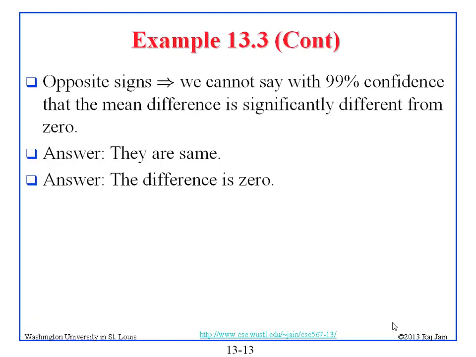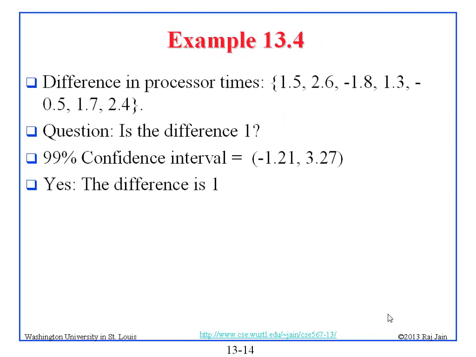So, opposite signs means that we cannot say with 99% confidence that the difference is significantly different from 0, and therefore they are the same, and that the difference is 0. Okay, either one you can say at that confidence level. So now you are making probabilistic statements, and so like that.